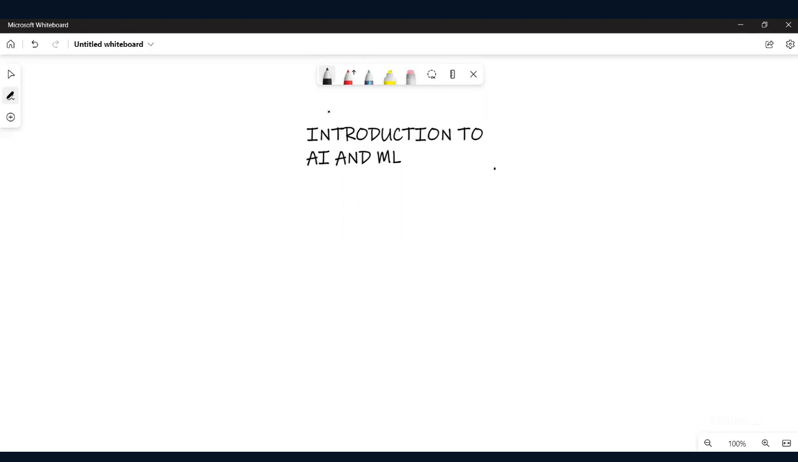AI is a computer program that does something smart, okay. So if a computer program does something smart, like a computer driving a car, okay, or a computer playing chess. If a computer does it by itself, then all these things are called AI.